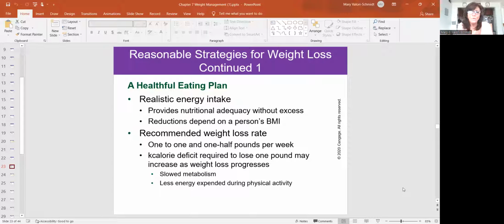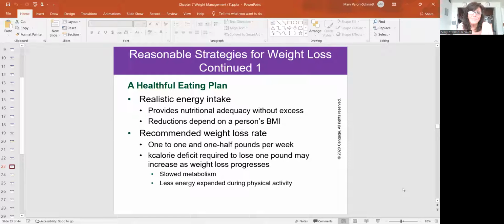When we talk about weight loss, 1 to 1.5 pounds a week, people go, that's not enough. It's enough because you'll keep it off. You have to have a deficit in the amount of kcalories that you take in order to lose 1 pound. But then the deficit required to lose more weight will increase as you lose more weight. Okay.